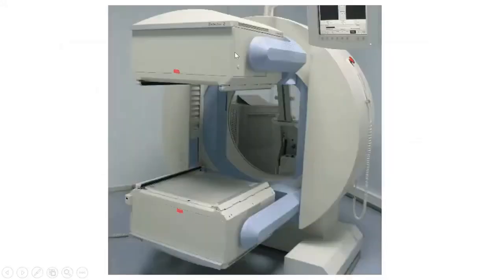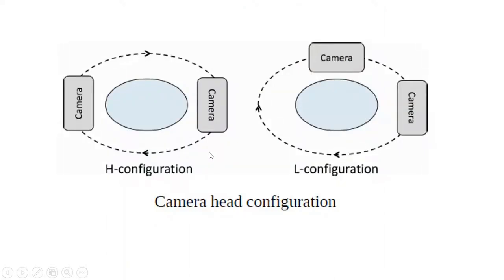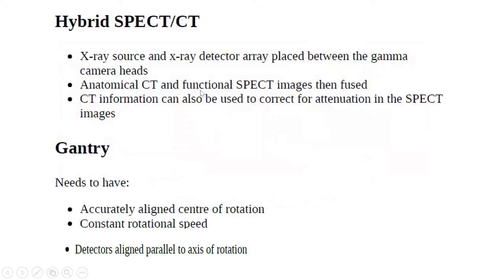Of course, the dual head can be set in H mode in this way, or it can be set in L mode. The L mode is the configuration where the 2 detectors come closer together to form a 90-degree angle, which I call the L configuration. The L mode is considered suitable for cardiac cases, while the H mode, for example, can be used in cases of bone scan.